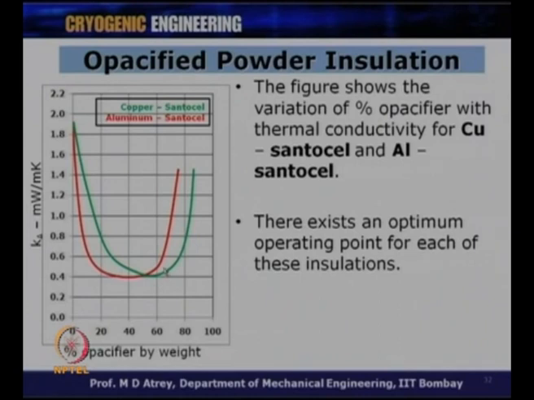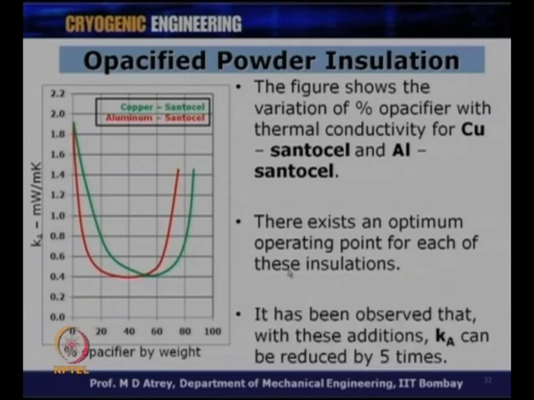It shows that by taking care of this radiation heat transfer mode in the evacuated powder by adding some aluminum flakes or copper flakes, I can reduce my apparent thermal conductivity further down to a very low value of around 0.4, and this is what we are talking about, the optimum value. It has been observed that with these additions, Ka can be reduced by 5 times.